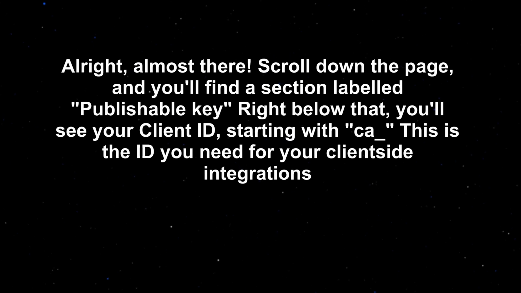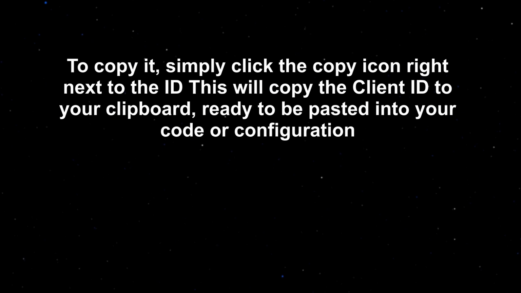Alright, almost there. Scroll down the page, and you'll find a section labeled Publishable Key. Right below that, you'll see your client ID. Starting with _ is the ID you need for your client-side integrations. To copy it, simply click the copy icon right next to the ID. This will copy the client ID to your clipboard, ready to be pasted into your code or configuration.